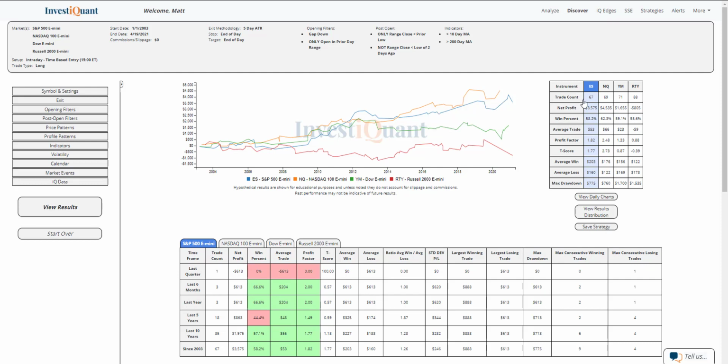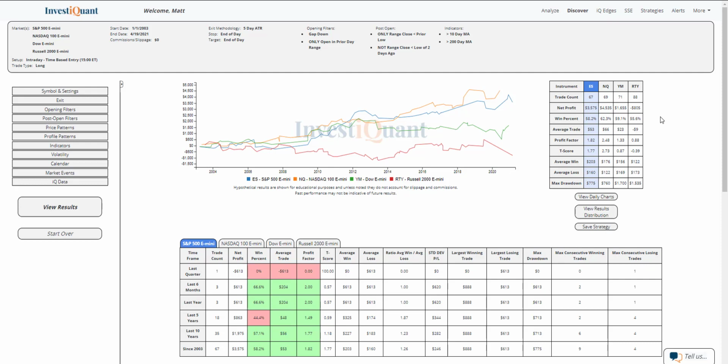Historically, we've got 67 samples here for the S&P dating back to 2003. We've got 69 in the NASDAQ, 71 in the Dow, 88 in the Russell. And win rates on these are all around 60%, it looks like. So S&P coming in at 58%, the NASDAQ at 62%, the Dow 59%, and the Russell 56%. So all of those at least mildly favored there.